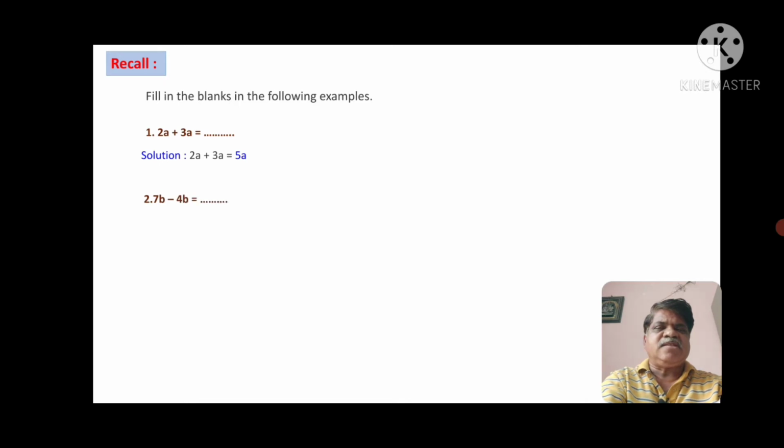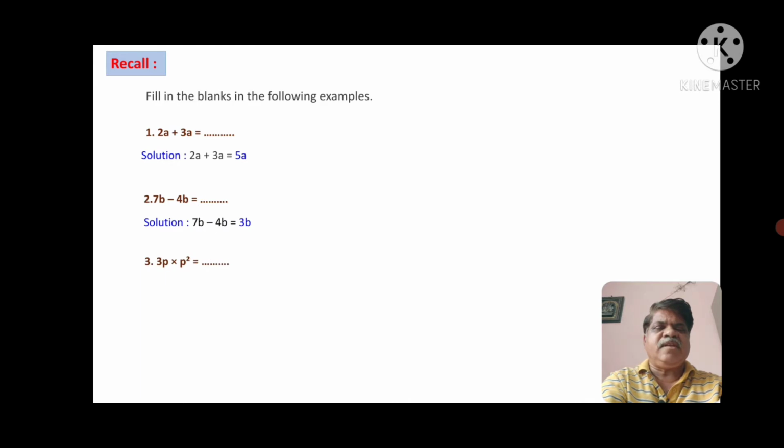Second, 7b minus 4b. Again, we have to find the subtraction of those two. Here b is the common variable, so we can say 7 minus 4, which will be 3. Then b is the variable, so the result of 7b minus 4b is 3b.